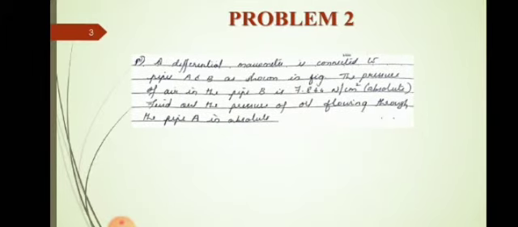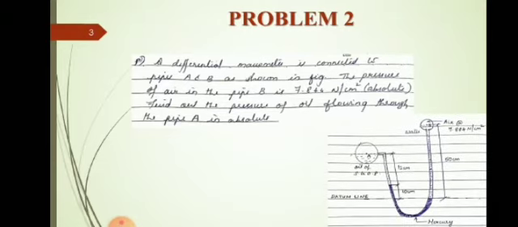A differential manometer is connected to pipes A and B as shown in the figure. So in this question, the figure is given. The pressure of air in the pipe B is 7.844 Newton per centimeter square absolute. Find out the pressure of oil flowing through the pipe A in absolute. So this is the given figure. So here you can see two pipes. This is pipe A. It is having oil of specific gravity 0.8, and this is pipe B.